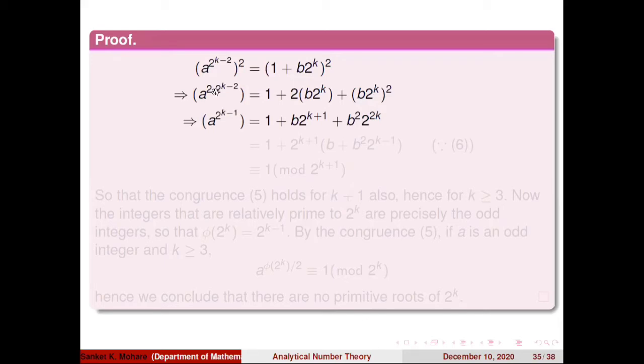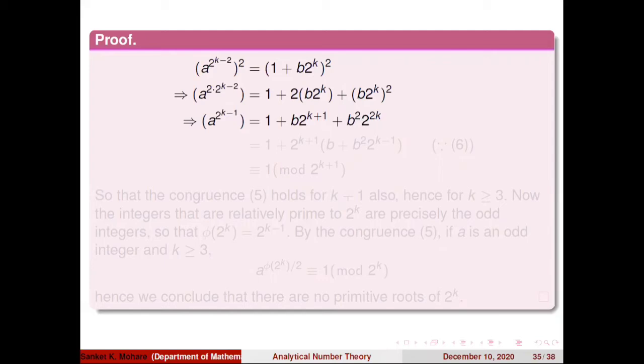So 2 to the power 1 into 2 to the power k minus 2 equals 2 to the power 1 plus k minus 2, and 1 minus 2 is minus 1. So this quantity equals a into 2 to the power k minus 1, which equals 1 plus b into 2 to the power 1 into 2 to the power k, that is 2 to the power k plus 1, plus the square of this quantity, b square into 2 to the power 2k.